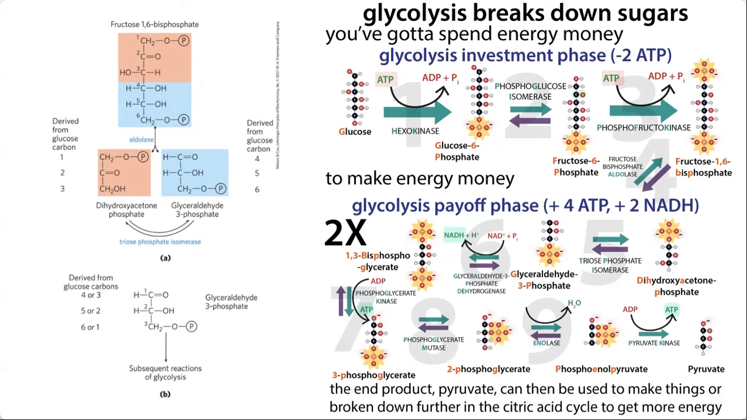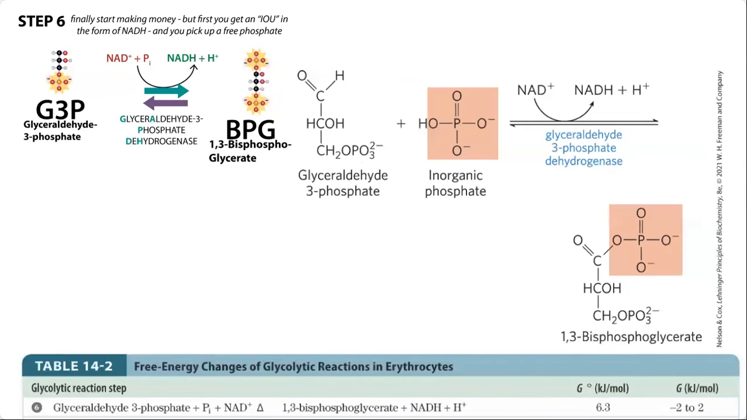And so you have these two equal parts, but now everything in this payoff phase is going to be doubled. Everything that happens down here, we're going to double. That's why we get 2 NADH instead of just 1, because all of this is happening twice, since we split the 6-carbon molecule into 2 identical 3-carbon ones. Well, not identical at first, but then identical.